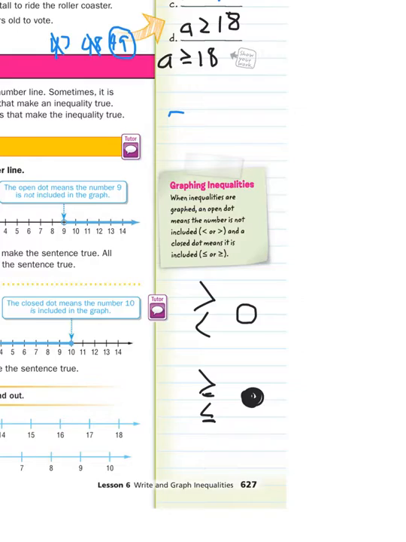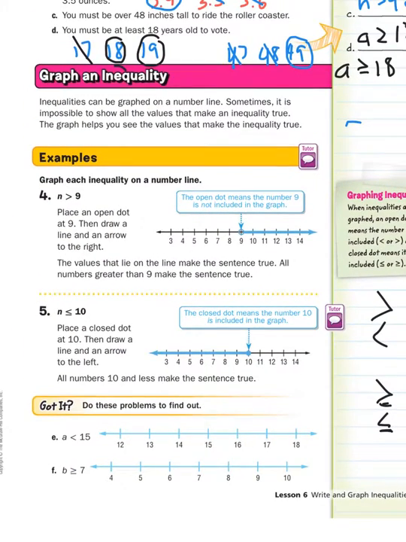Alright, let me move. Okay, so in 4, you have to graph n is greater than 9. Now, because n is greater than 9 does not include the 9, you put an open circle on the 9. And then you shade everything greater than the 9 because n has to be greater than the 9.